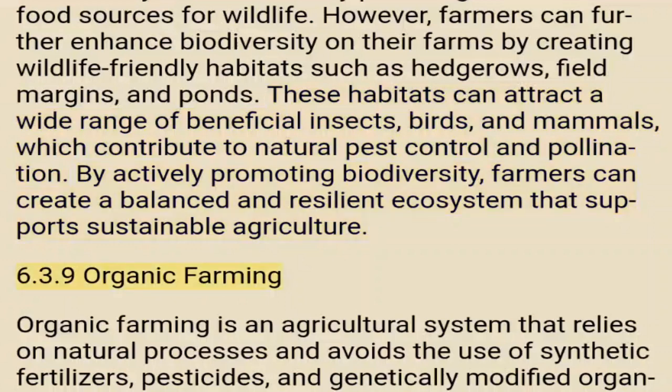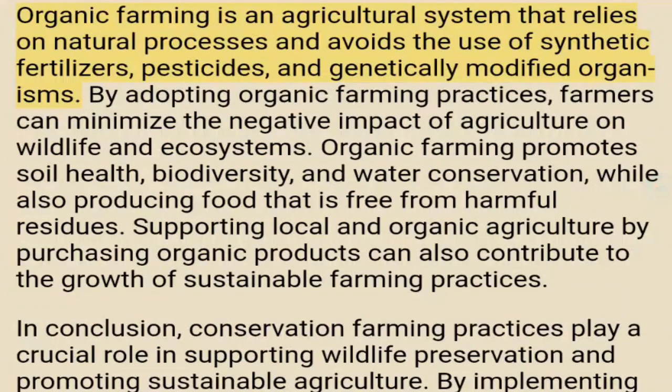6.3.9 Organic farming. Organic farming is an agricultural system that relies on natural processes and avoids the use of synthetic fertilizers, pesticides, and genetically modified organisms. By adopting organic farming practices, farmers can minimize the negative impact of agriculture on wildlife and ecosystems. Organic farming promotes soil health, biodiversity, and water conservation, while also producing food that is free from harmful residues. Supporting local and organic agriculture by purchasing organic products can also contribute to the growth of sustainable farming practices.